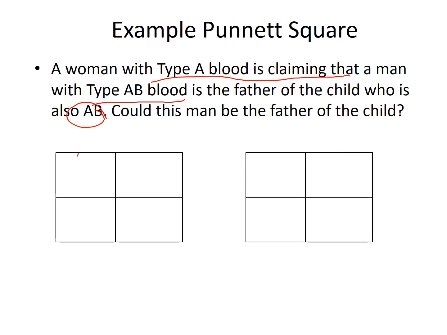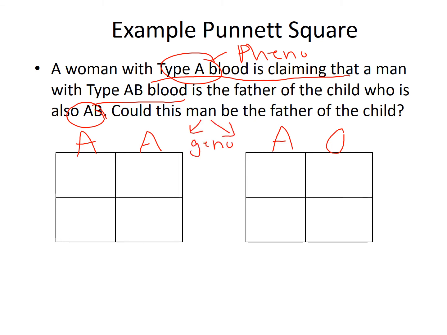So I'm going to do the woman. She's A, but I'm also going to do a Punnett square that says she's AO. Why did I do that? Because it didn't tell me. They just told me her phenotype. It never gave me the genotype. So because of that, I need to make sure I'm able to do both genotypes to figure it out. AB won't ever change.